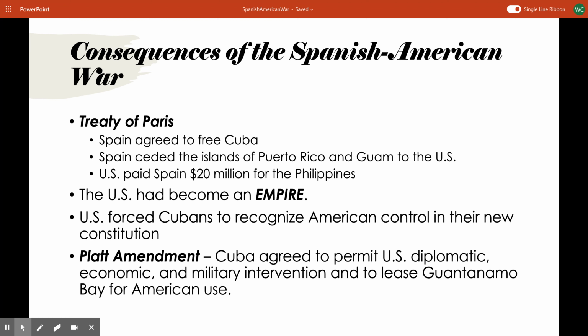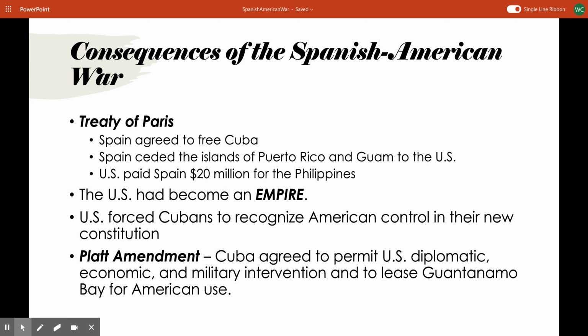Additionally, the United States agreed to pay Spain $20 million for the Philippines. So the Spanish wanted the Philippines back because the Americans had actually captured Manila, which was one of the largest cities in the Philippines. The Americans had captured that after the August 12th armistice had been signed, due to some delayed communications, right? And so Spain wanted those islands back. They wanted the Philippines back.